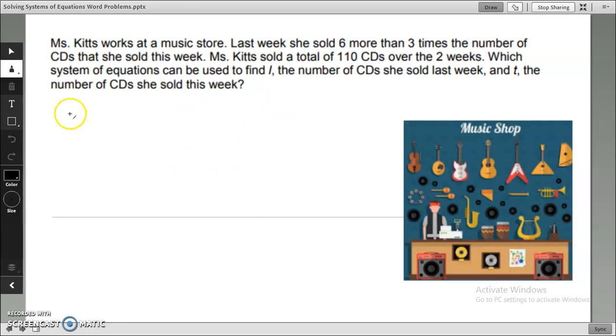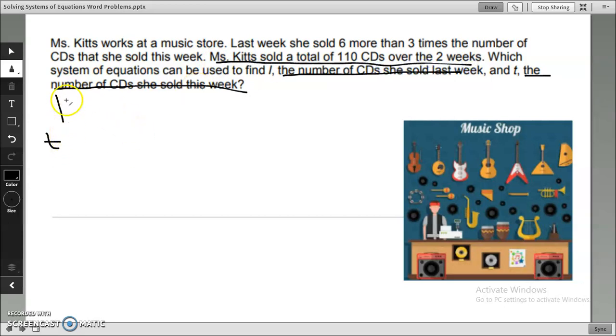So L is the number of CDs that she sold last week, and T, I just cannot type it all, guys, or write it all, is the number of CDs she sold this week. So now let's try to make some equations here. So first, this one is the easiest one in my opinion. It says Miss Kit sold a total of 110 CDs over 2 weeks.